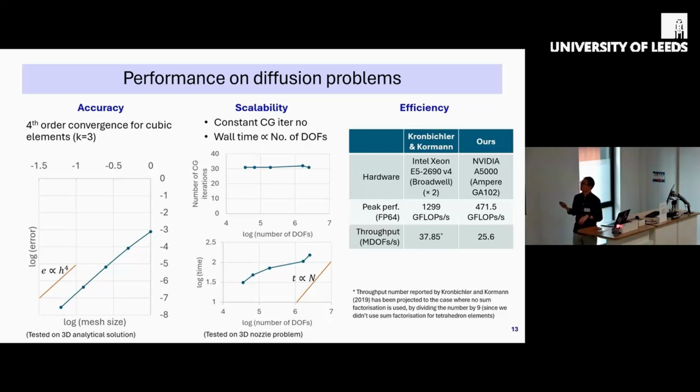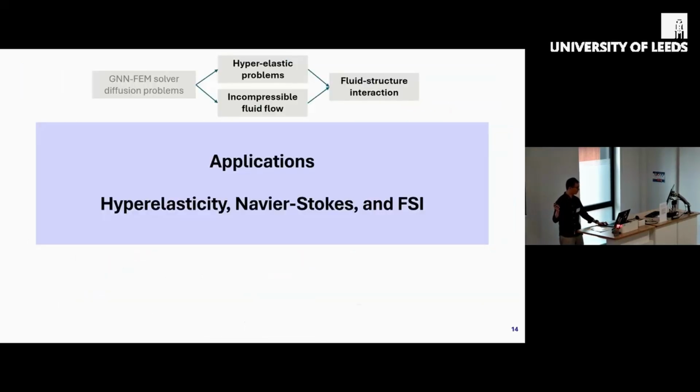And for efficiency, I use this comparison with a highly optimized solver using the same DG method in the literature, to show that our method running on GPU has achieved a comparable throughput. That's how many degrees of freedom you can process per unit time. And even though we're not using the best GPU, yeah. So that's the multigrid method.